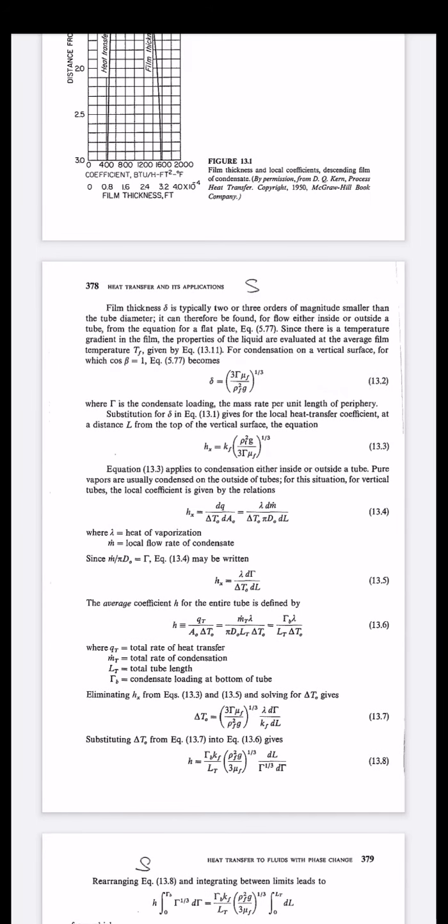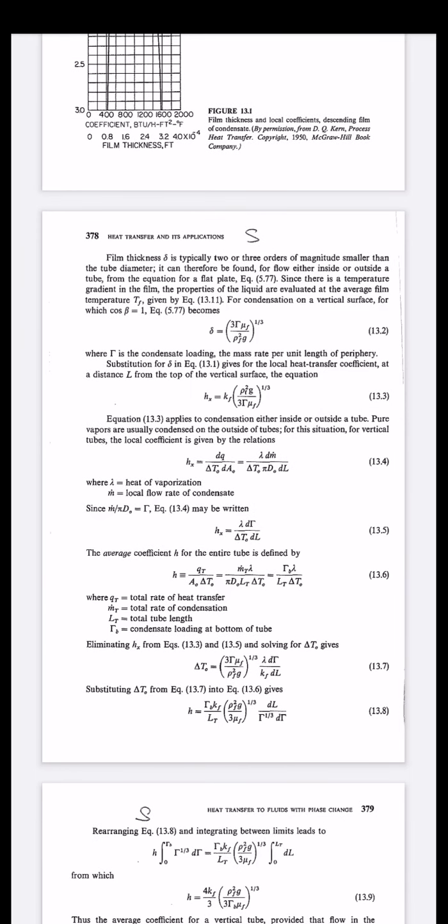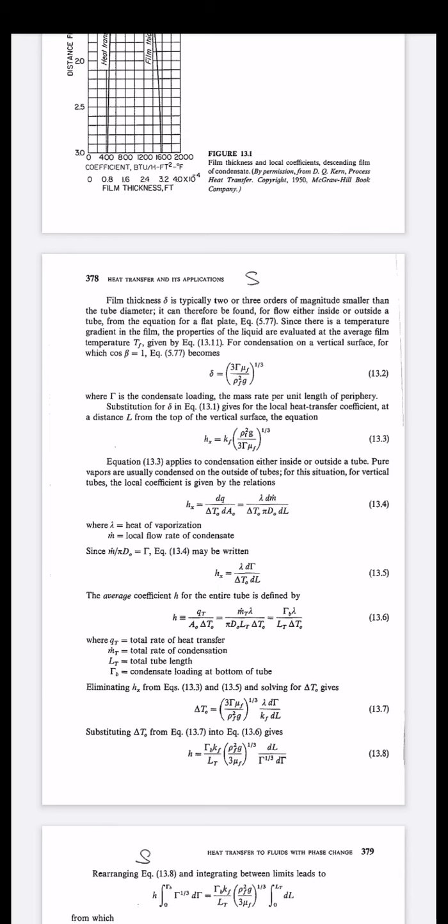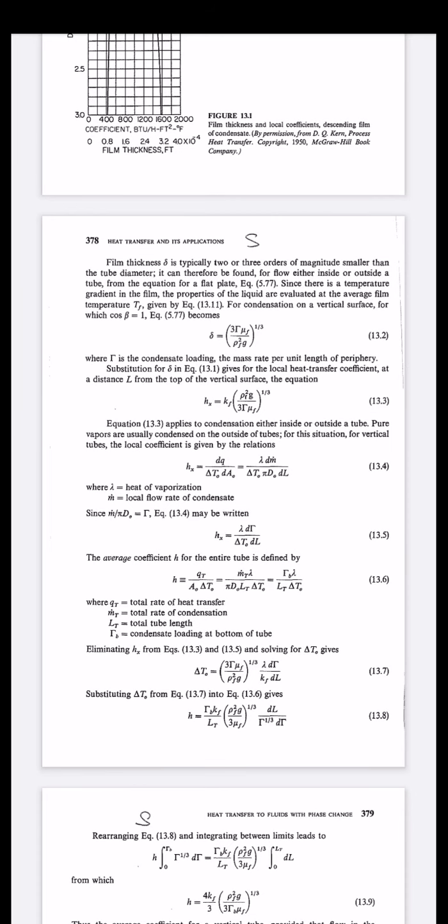So for vertical tubes, the local coefficient can be correlated by the relation hx is equal to dq upon delta T0 dA0, that is the outside temperature gradient, and dA0 is nothing but the outside area of the tube. Here you must notice one thing, that we are interested in the outer part of the condensate tube, that is the shell side. So hx can again be correlated by lambda dm dot upon delta T0, that is the outer temperature gradient, pi d0 dl, where lambda is nothing but the heat of vaporization. I told you, heat of vaporization and heat of condensation we discussed recently. m dot is nothing but the local mass flow rate of the condensate.